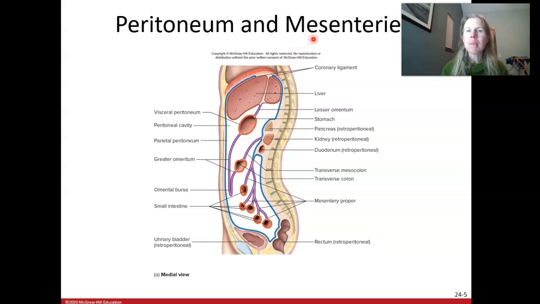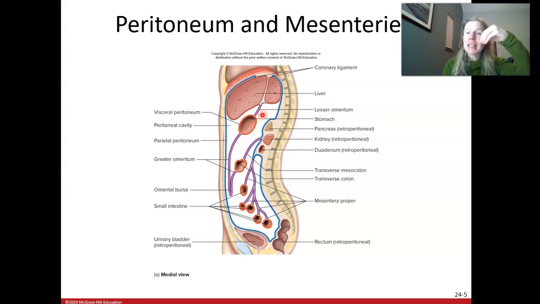Okay, so then let's talk mesenteries. So these mesenteries are a continuation of this peritoneum, right? It's the serous membrane, and it's going to connect the visceral and the parietal peritoneum. It's like a double peritoneum. They're basically being used to suspend the organs. So let's look at a couple here.